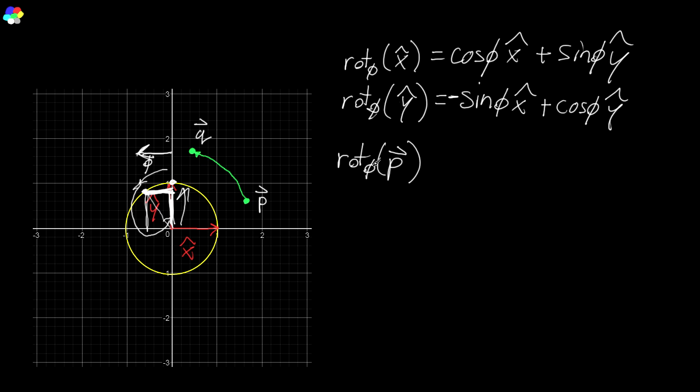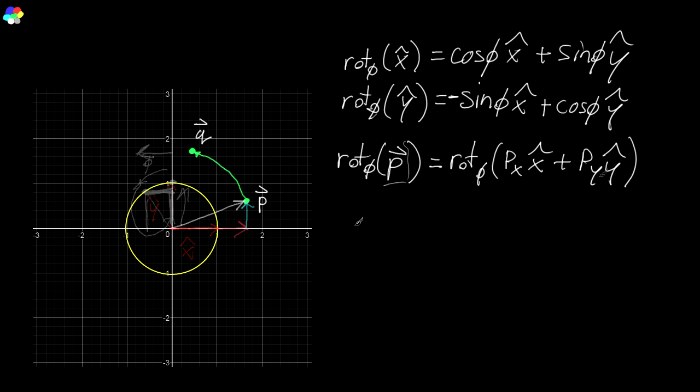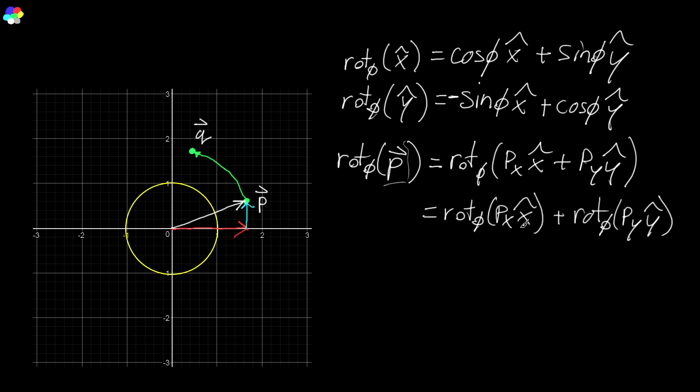Alright, now let's solve the thing that we actually want to know, which is the rotation of an arbitrary point P. So the rotation phi of P is equal to the rotation phi of Px times x hat plus Py times y hat. So we're just taking this vector P and decomposing it into its x and y components. Now what I propose to you is that the rotation phi of this is equal to rotation phi of Px times x hat plus rotation phi of Py times y hat. So I believe that you can take this addition outside of the rotation equation and it won't change the result.